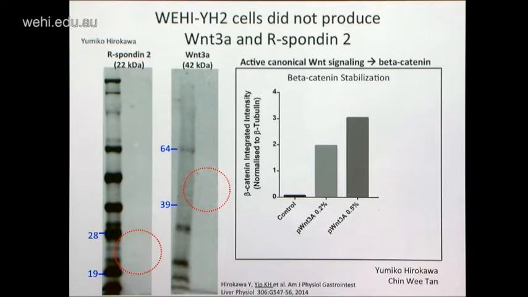We've also used beta-catenin stabilization assay using L cells to look at the activation of Wnt signaling pathway. We see when Wnt3A was added, beta-catenin was stabilized compared to the control. However, when the conditioned medium was added, beta-catenin was not stabilized, which means that WEHI conditioned medium did not activate canonical Wnt signaling pathway.